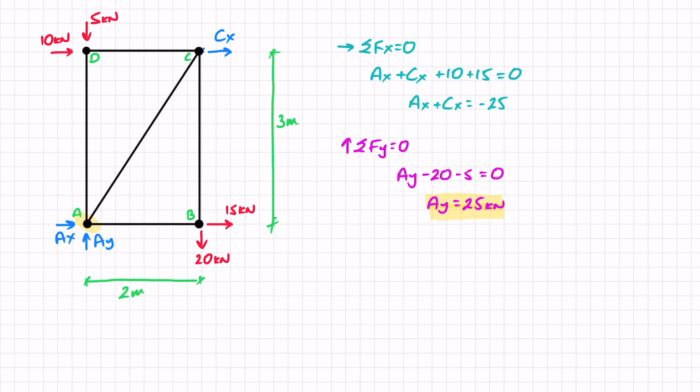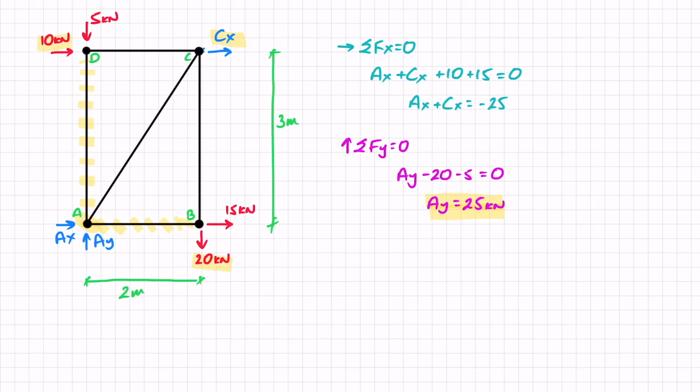So I can see here that for this 5, its line of action passes through A, and for this 15, its line of action also passes through A. They won't contribute to moment. What I will have contributing to moment is this 10, this 20, and CX, which means that I will be able to find CX from this.